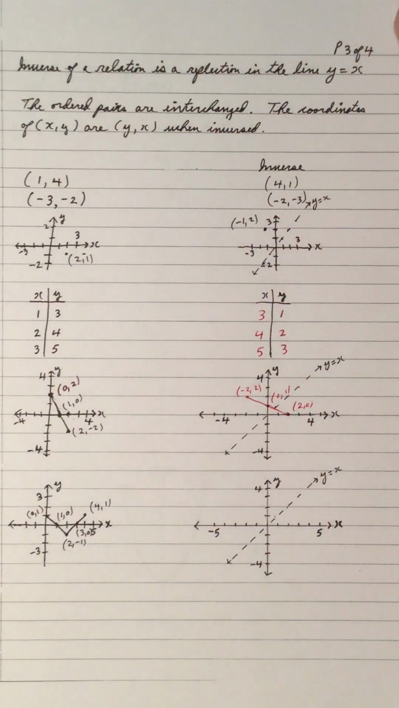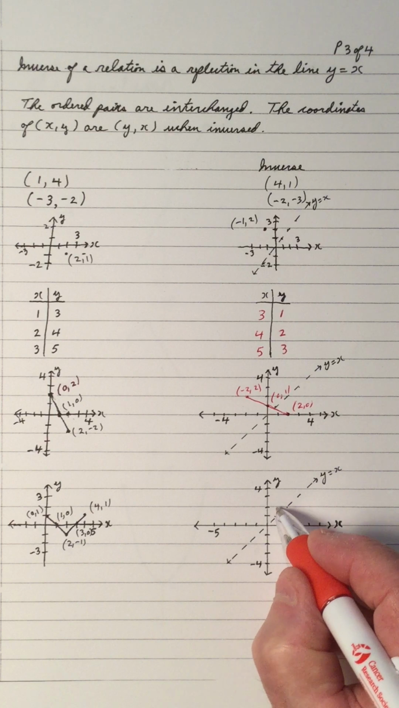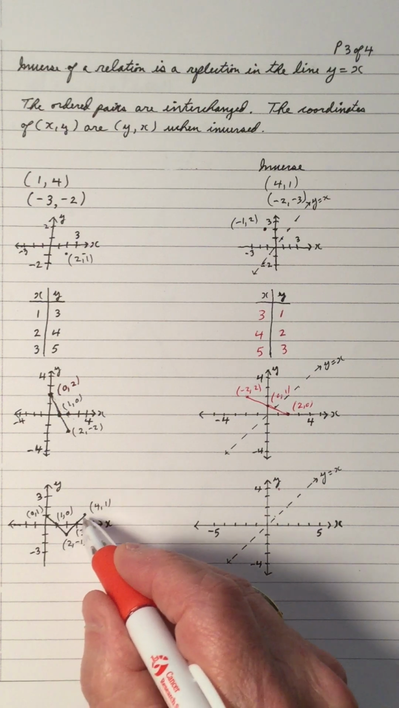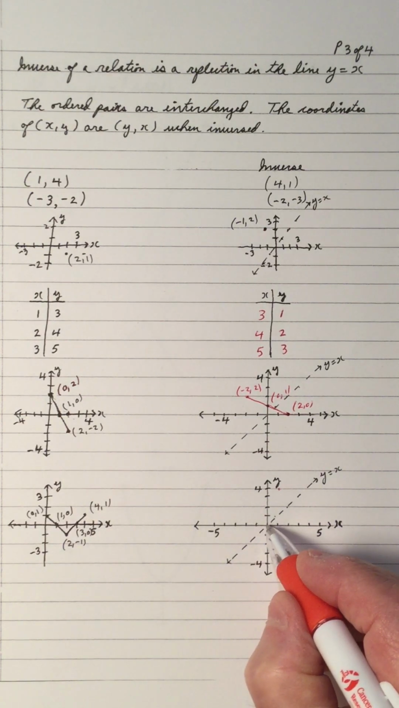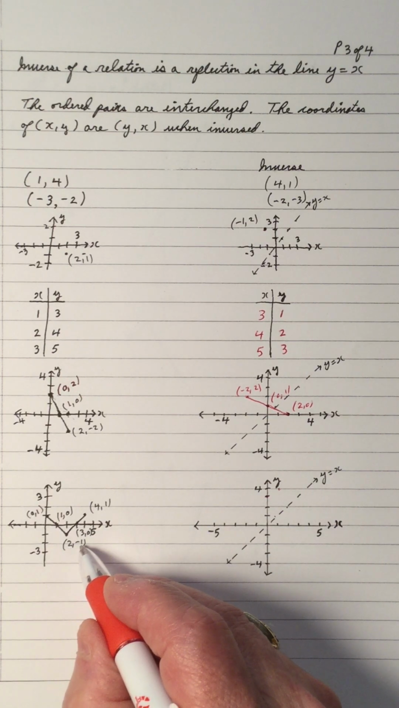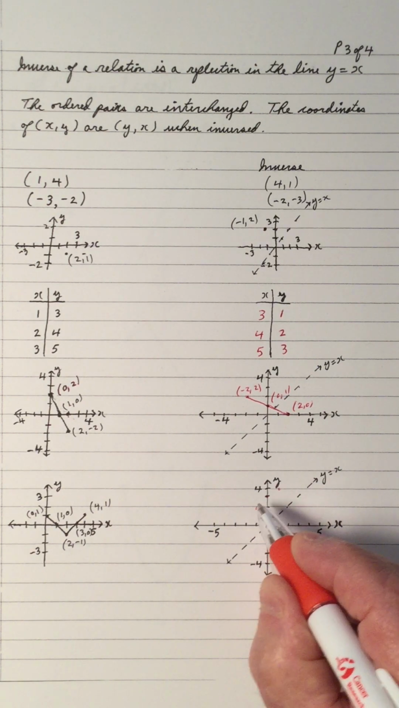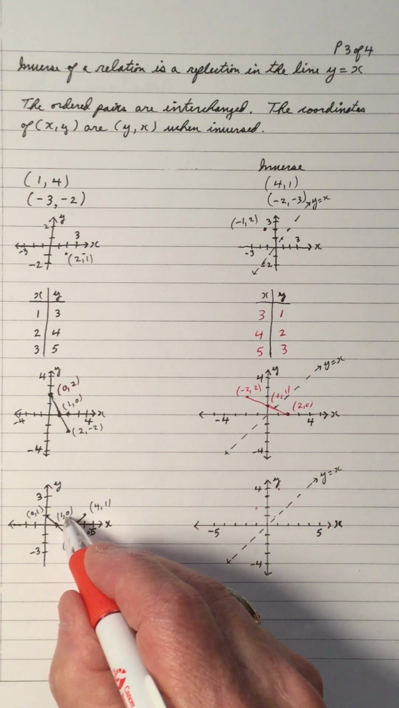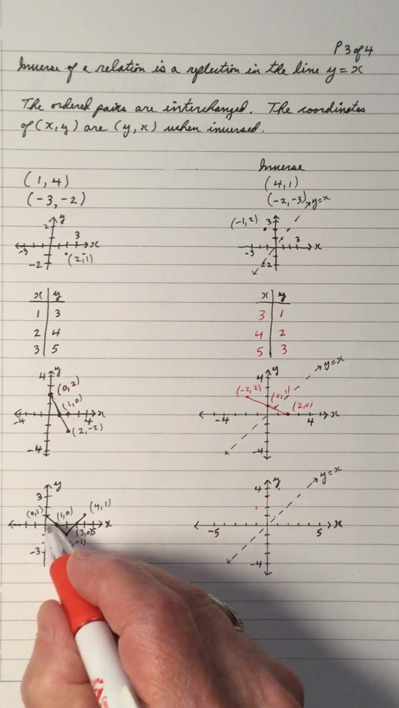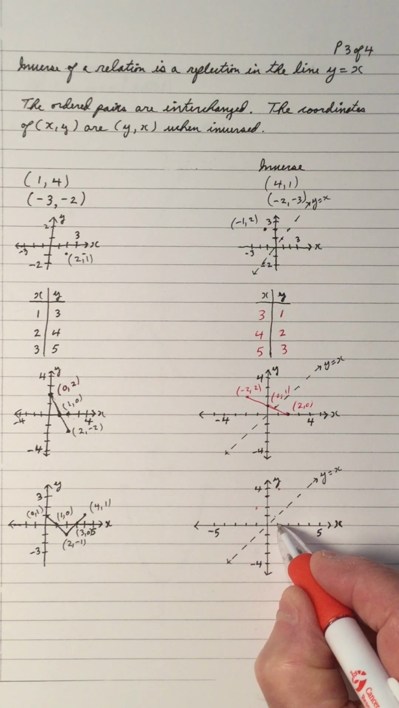So let's take all those ordered pairs and do their inverse. So 4, 1 becomes 1, 4. There it is. And 3, 0 becomes 0, 3, right here. 2, negative 1 becomes negative 1, 2, right here. And 1, 0 becomes 0, 1, right here. And 0, 1 becomes 1, 0. X is 1, y is 0.